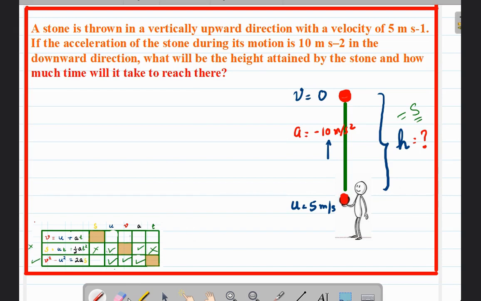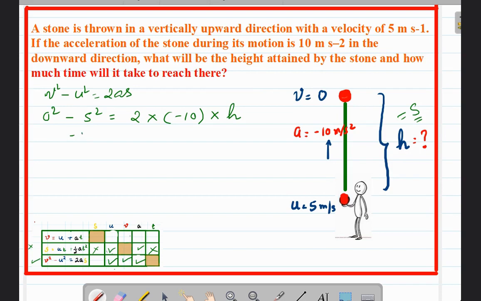So let us find the distance traveled by the body in this case. Using the third equation, that is v square minus u square is equal to 2as, we are going to find the value of h. So v square here is 0 square minus 5 square is equal to 2, and acceleration is given as minus 10, and distance here is my height. So instead of s I am writing h.